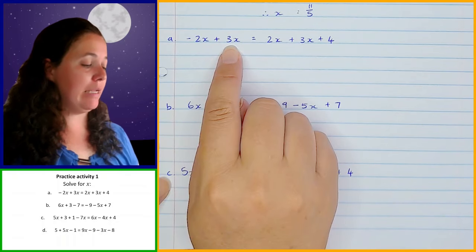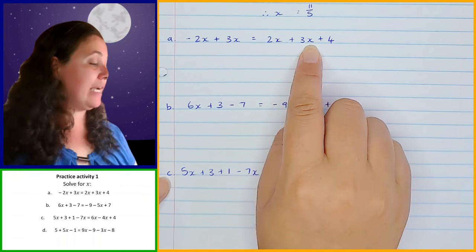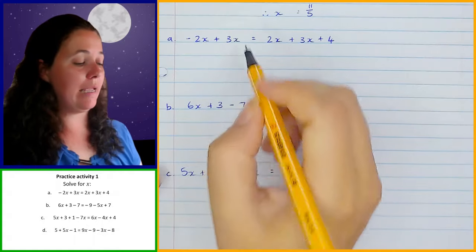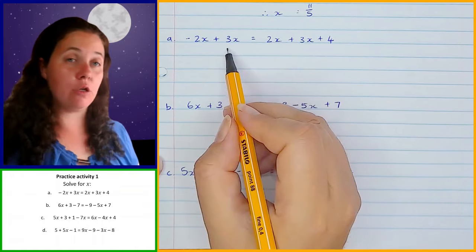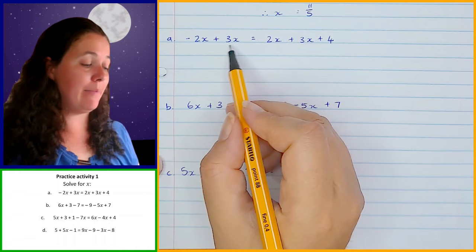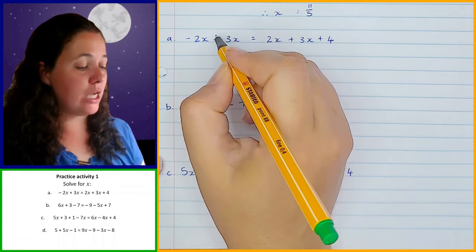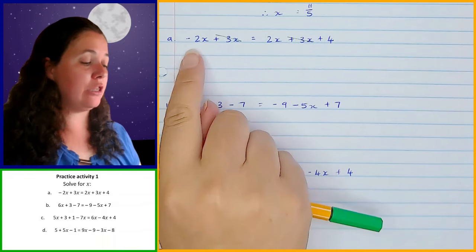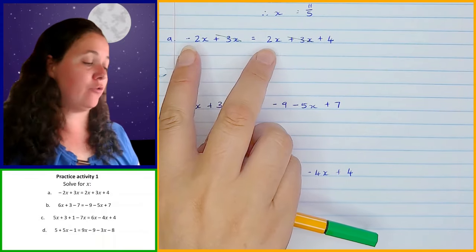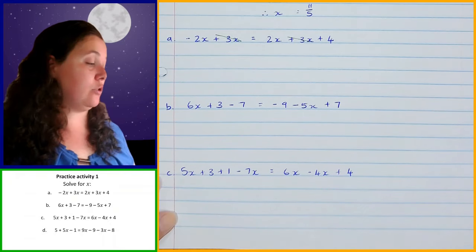I've got plus 3x and plus 3x, which I can cancel out straight away. They are identical. The actual terms, the coefficient and the variables are the same, and they have the same signs. So I can cancel those out, and then I don't have to worry about them at all. I can't cancel out these ones, because here I've got a negative and here I've got a positive. They are not identical to each other.